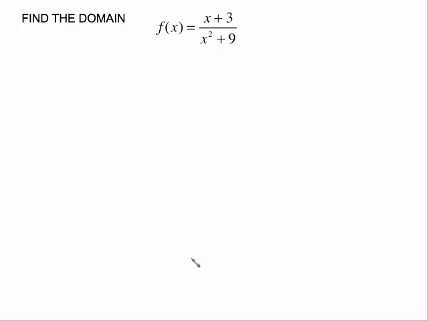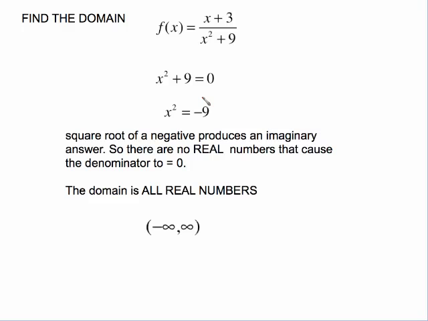Set this denominator equal to 0. And notice I just keep talking about the denominator because there's nothing I need to worry about. The numerator can be 0. It's the denominator that cannot be equal to 0. Set this equal to 0 and try to solve this.